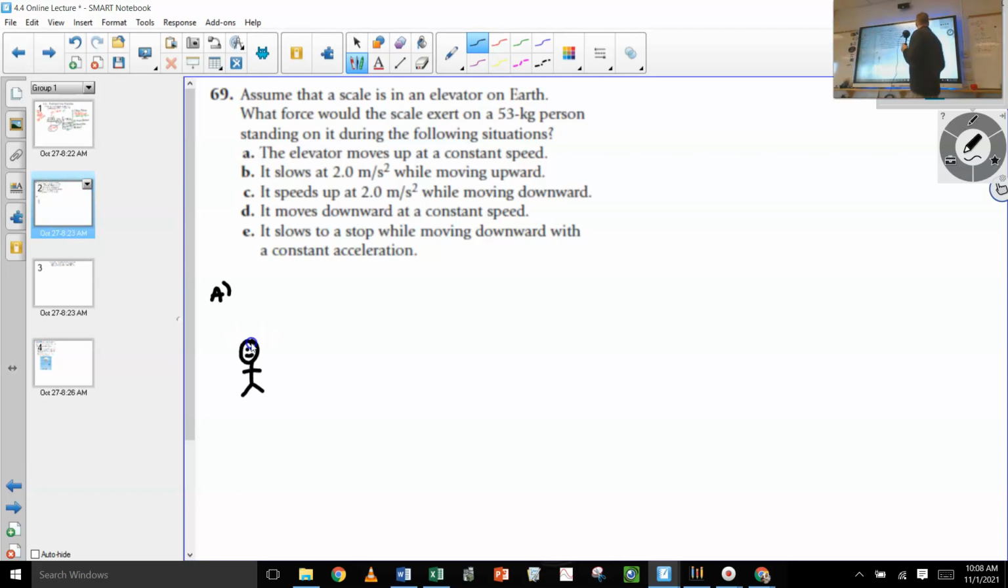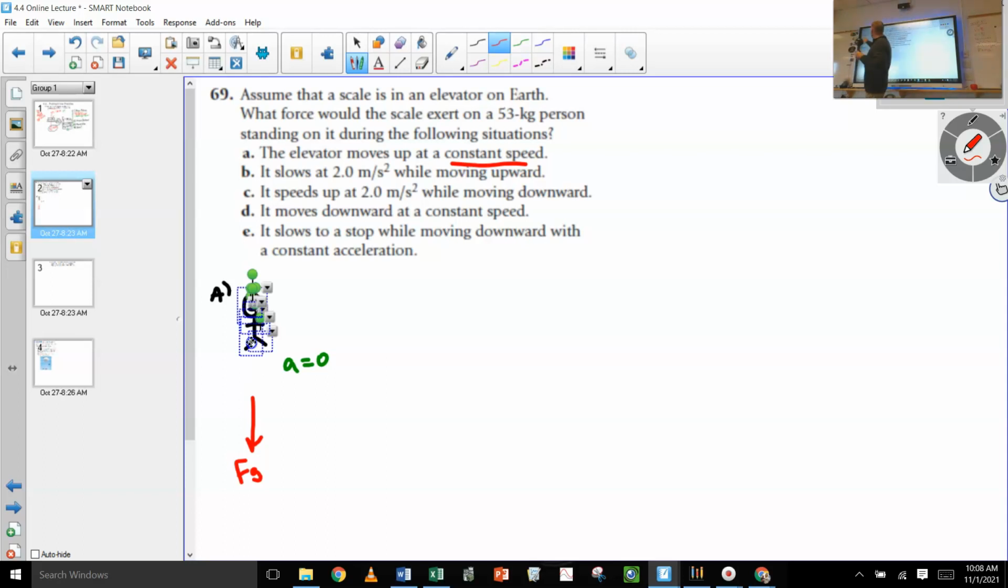Here you are. Constant speed. So that's important. I have my force of gravity. And because there is no acceleration, the acceleration is 0, I also know that this normal force is going to be the same as gravity.